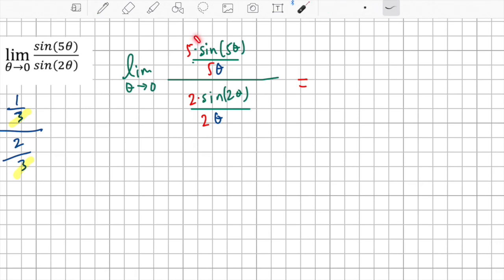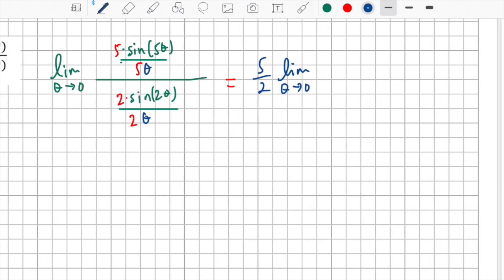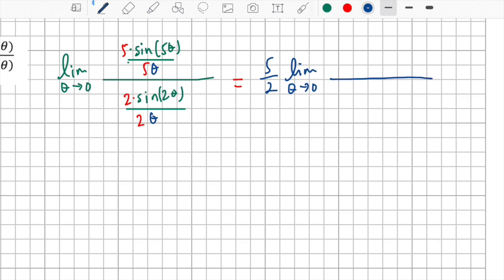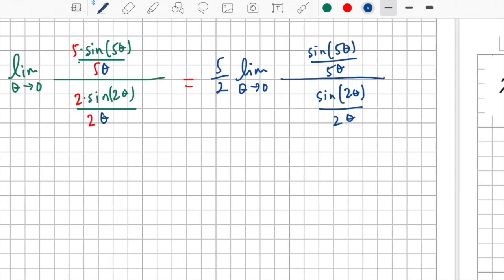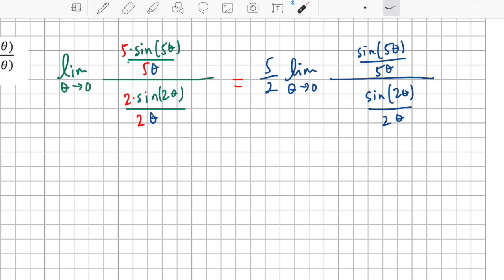So now what I'll do is we're going to get this 5, and move it to the front, and then get this 2, and move it to the front. But the 5 is going to end up in the numerator, and the 2 is going to end up in the denominator. So here we have 5 over 2 limit as theta approaches 0. And then we're going to have a complex fraction now, where we have sine of 5 theta over 5 theta divided by sine of 2 theta over 2 theta.